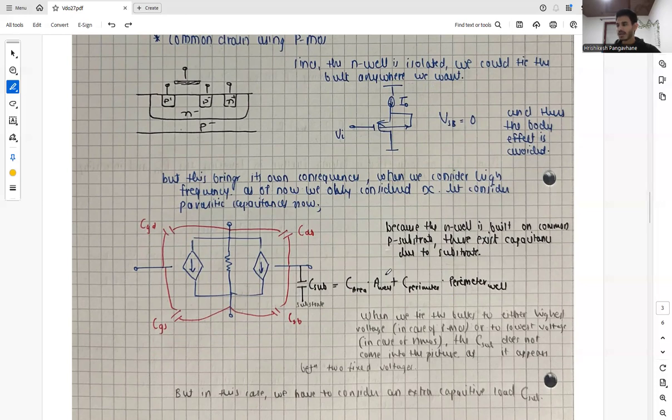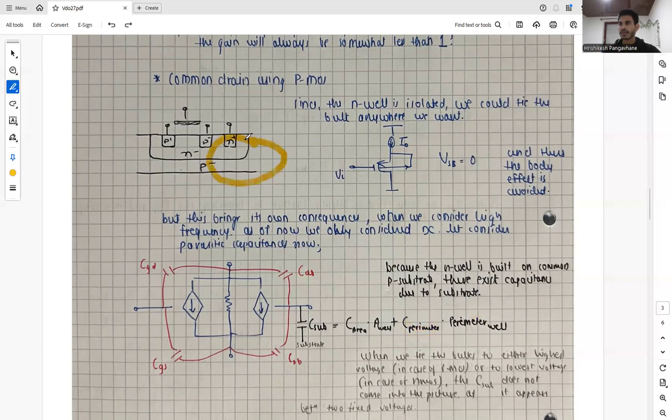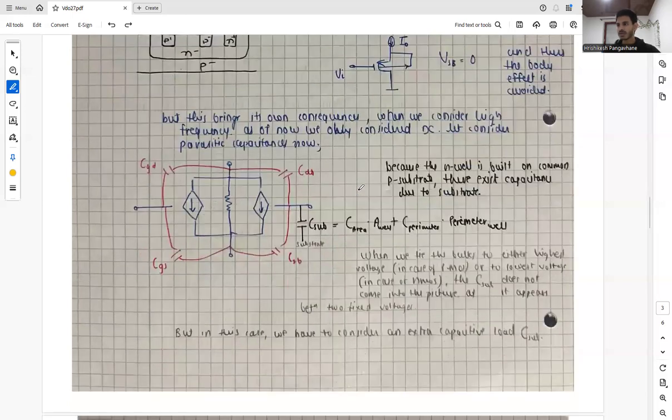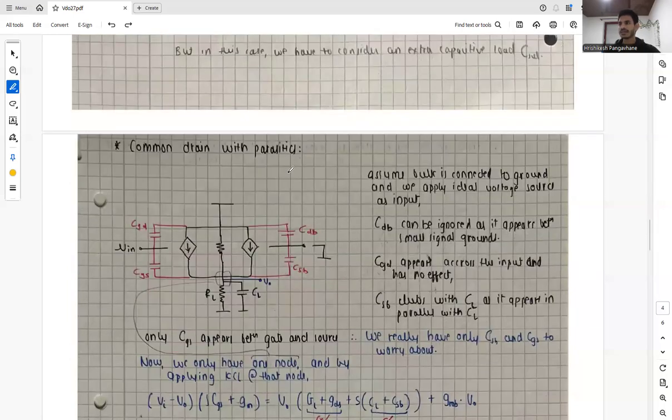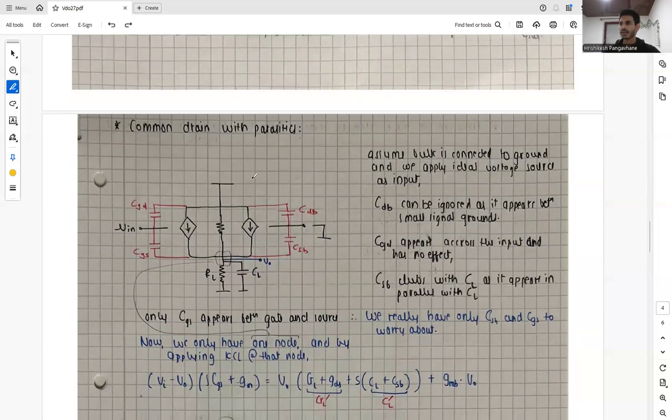The C sub, or the C well, does not come into the picture when we do this, as it appears between two fixed voltages. But in this case, where we are connecting our bulk to the source itself, we have to consider that extra capacitance due to the substrate. So let's talk about the parasitics, and let's start with the common drain circuit.